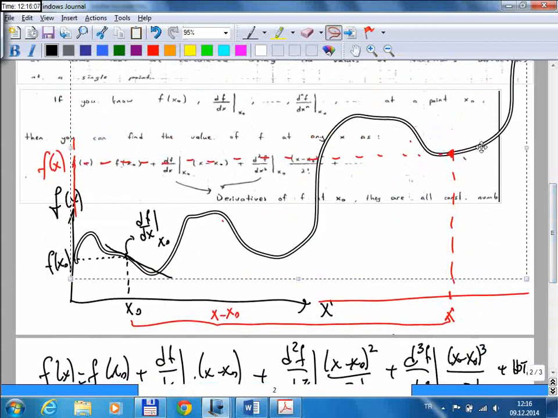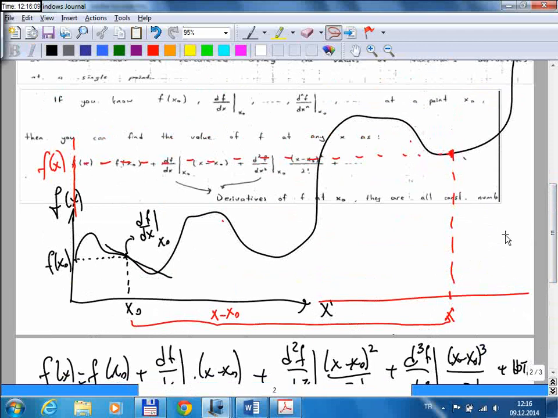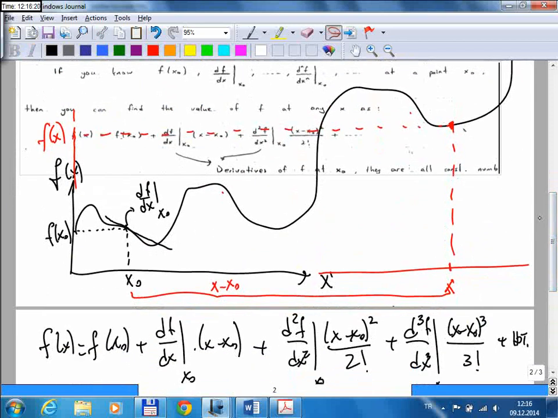So that means if this is your nonlinear function, if you want to predict the value of the function here, then you need to have a lot of terms in your Taylor series expansion. But if you are only interested in a very small neighborhood around your x0 point, then the linear approximation will work just fine.